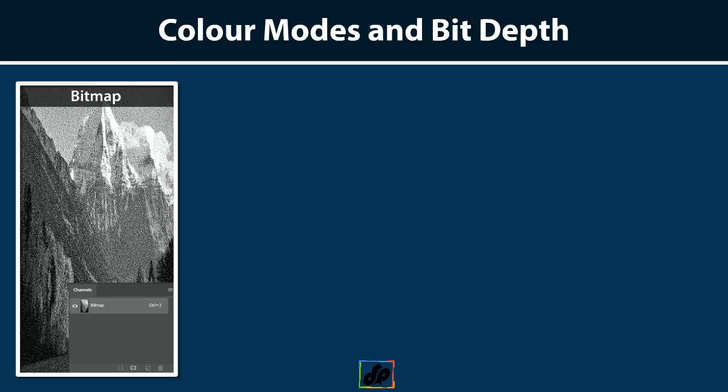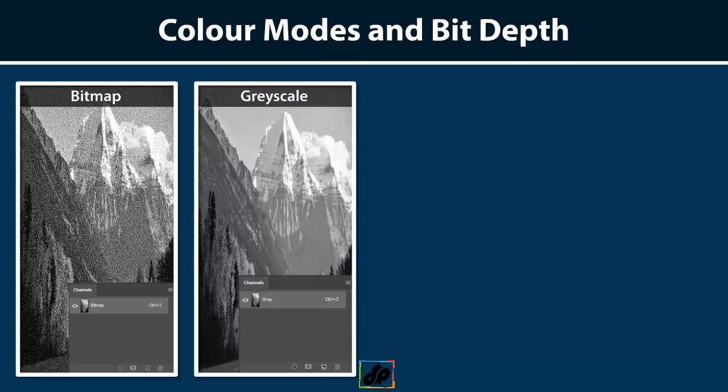For example, an image with a bit depth of 1 can only display two possible values, black or white. As a result, 1-bit images are not very commonly used in Photoshop. An image with a bit depth of 8 can contain 256 possible tonal or color values, so 8-bit images are much more useful than 1-bit images.